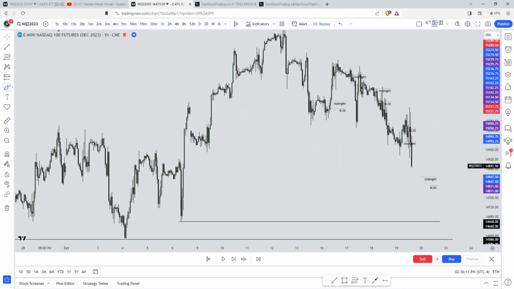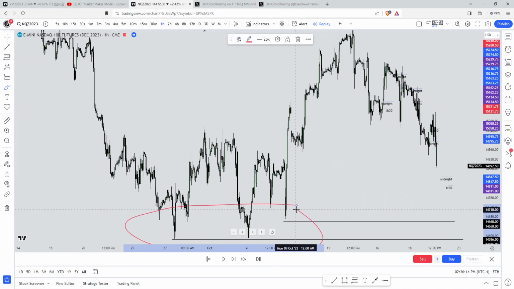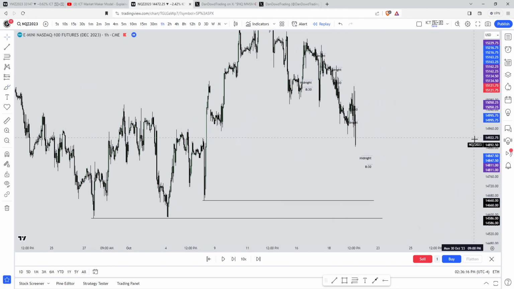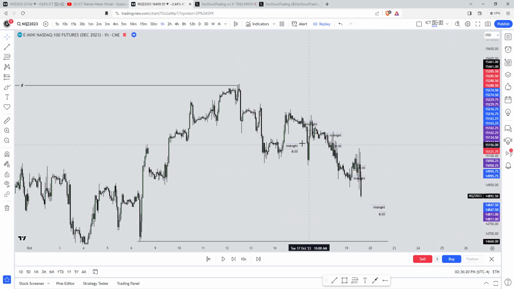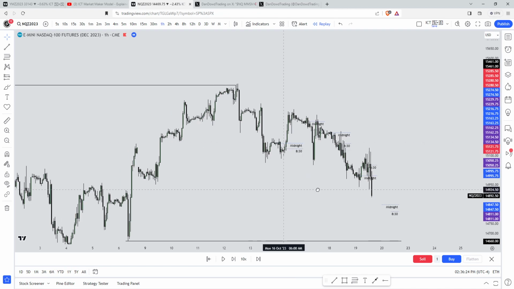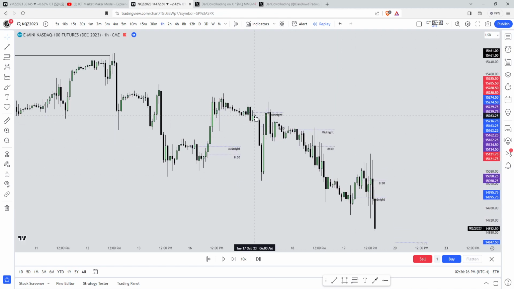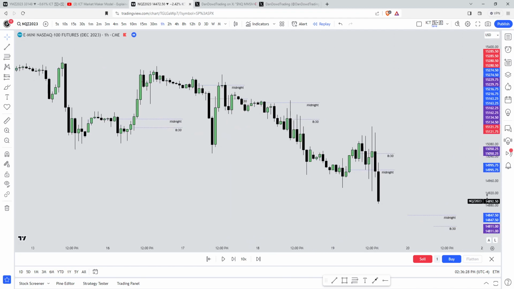So zooming back out to the higher time frame, remember our draw on liquidity is still lower. So every single day we're going to go into the market and look for a bearish power of 3 to set up. Monday, we look for manipulation above midnight and 8:30. Opportunity did not present itself. Tuesday it did. Wednesday it did. Now let's check on Thursday.